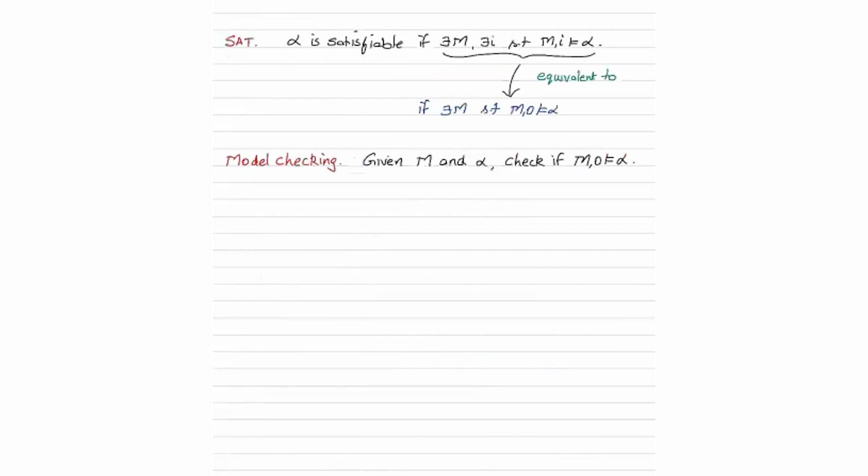A formula is satisfiable if there exists a model and there exists a time instant such that Mi satisfies alpha. So the notion of satisfaction depends on the model and a time instance. This is the notion of satisfiability, but again, it's quite easy.